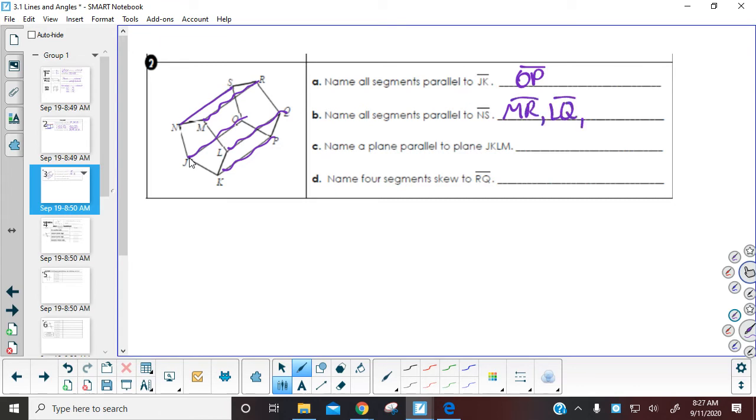Okay, reminder, don't forget your labels. You've got segment KP, you've got segment JO. All of those are parallel. And again, don't forget the labels for segment on top, that little dash.